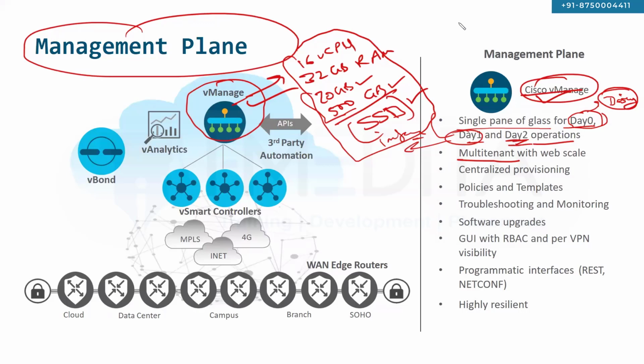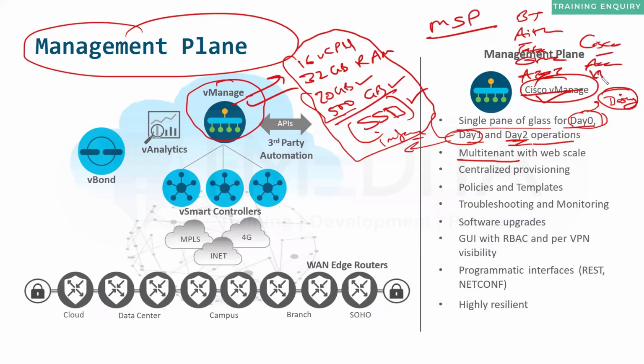For MSPs, this is a very useful feature. When I say MSP, we are talking about managed service providers. I'll give you a couple of examples of organizations working as MSPs, such as BT, Airtel, Tata, Orange, AT&T, Cisco itself, Accenture, HCL. These are all MSPs, managed service providers. They provide managed services to their customers.